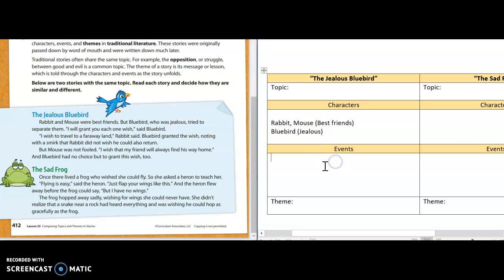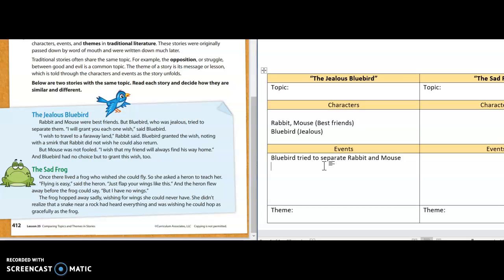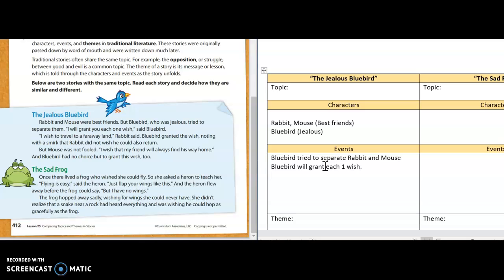Oh my. I'm going to go down here to events real quick. And I'm going to say that Bluebird tries to separate Rabbit and Mouse. I also learned that Bluebird will grant each one wish. Let's find out what happens next.